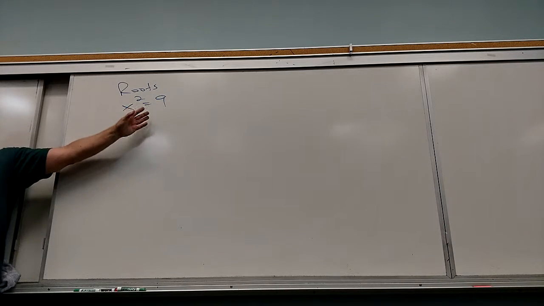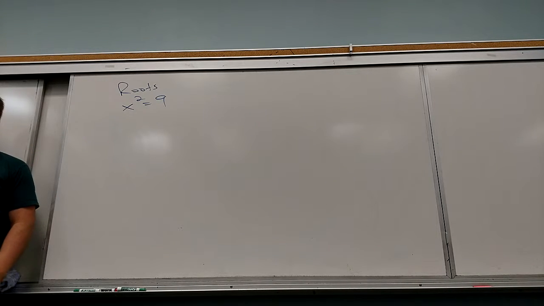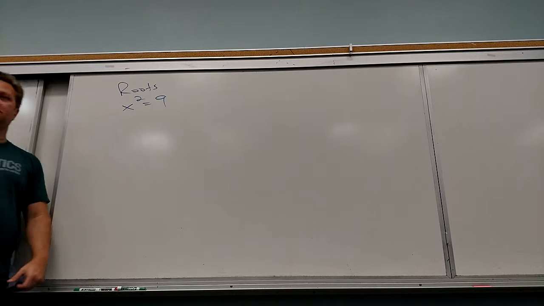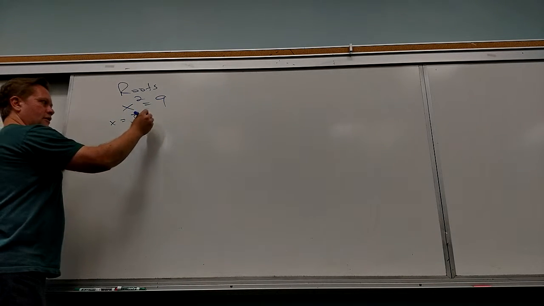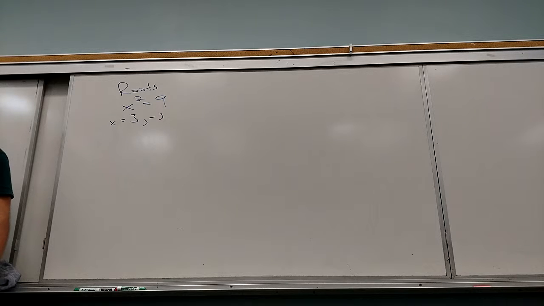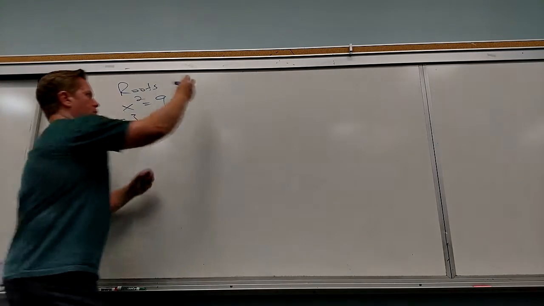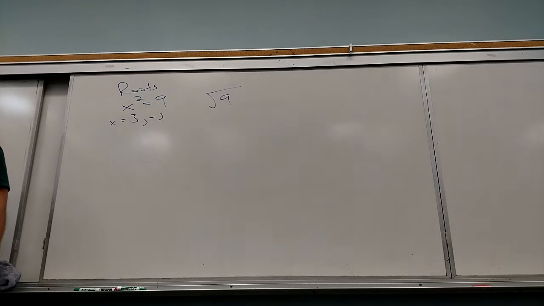Can somebody just tell me, what do I square to get 9? And if you stop at one answer, you're wrong. It's 3 and negative 3. I like it. So the square roots of 9 are 3 and negative 3. But when I write this symbol, that is understood to be the positive root. That symbol is called the principal square root.